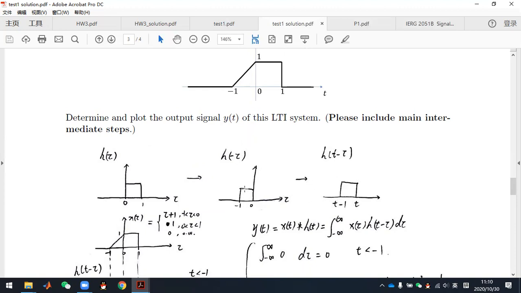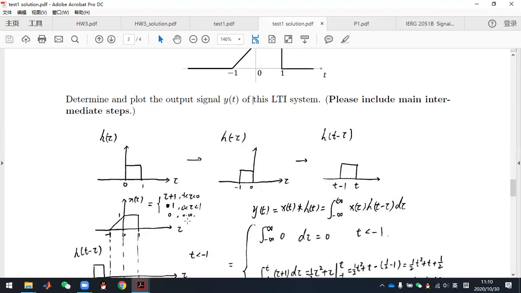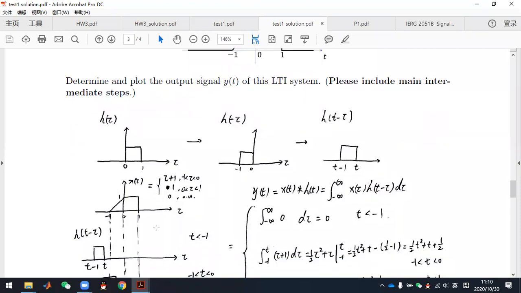We just shift the h of minus tau to the right by t units. t can be either a positive number or a negative number. Then we see the multiplication of x of tau and h of t minus tau.